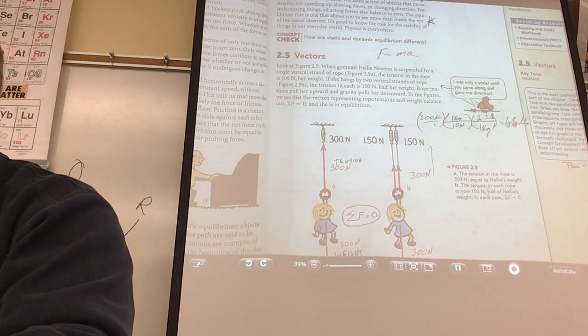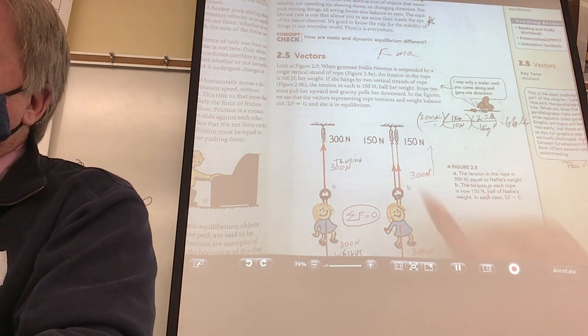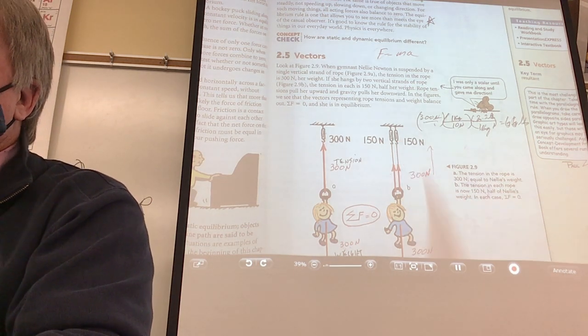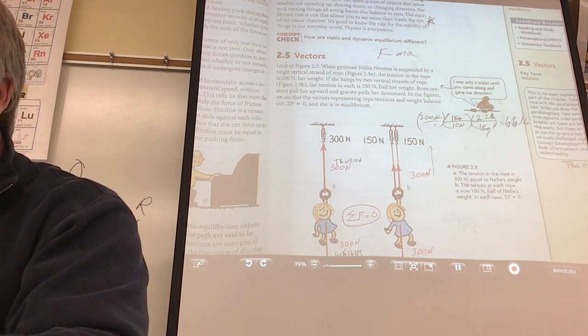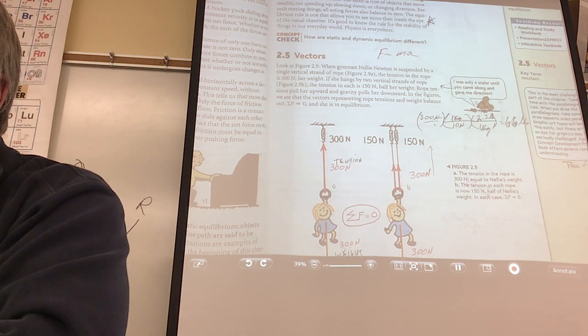Okay, now, if Nellie hangs from 2 ropes, each spring scale will read how much? 150 up, 150 up. Okay, that was pretty easy. I'm going to remind you about the conversion factor.